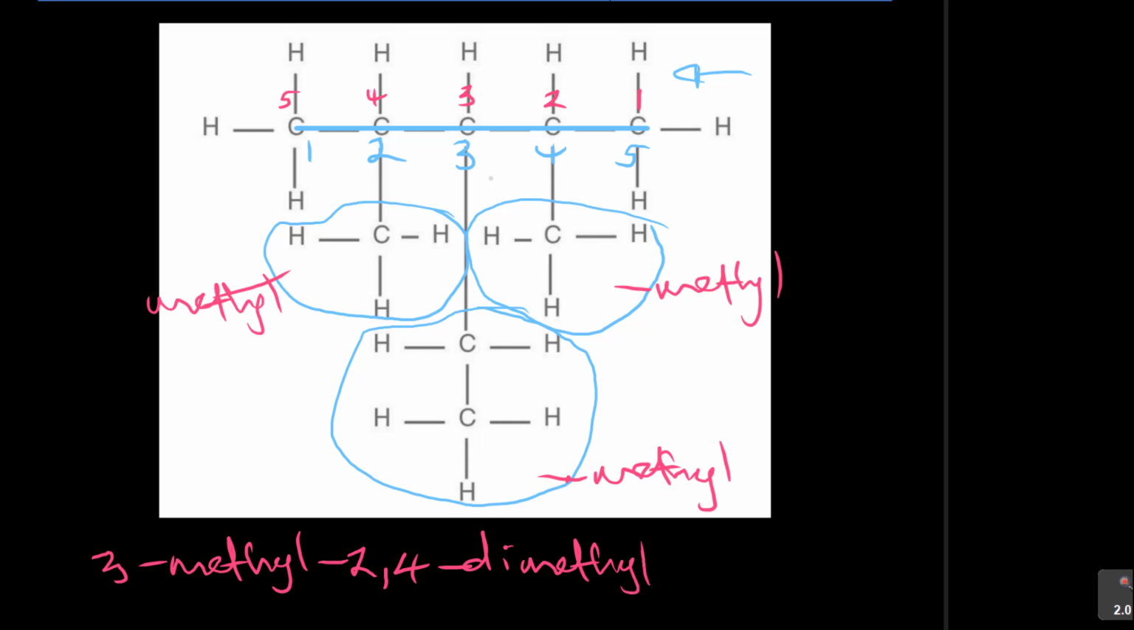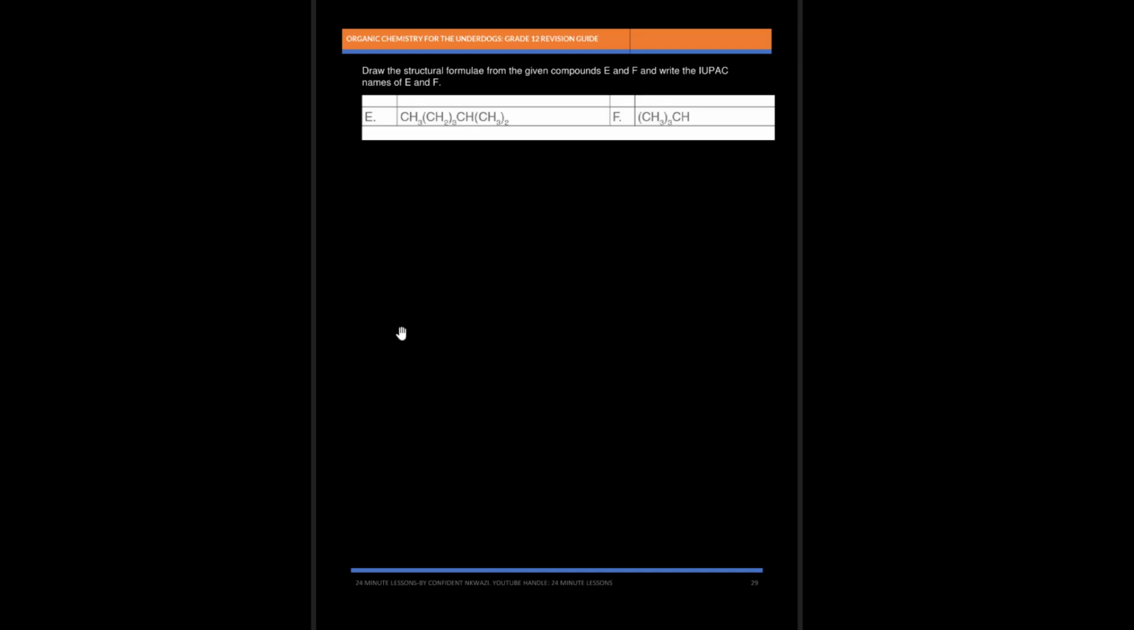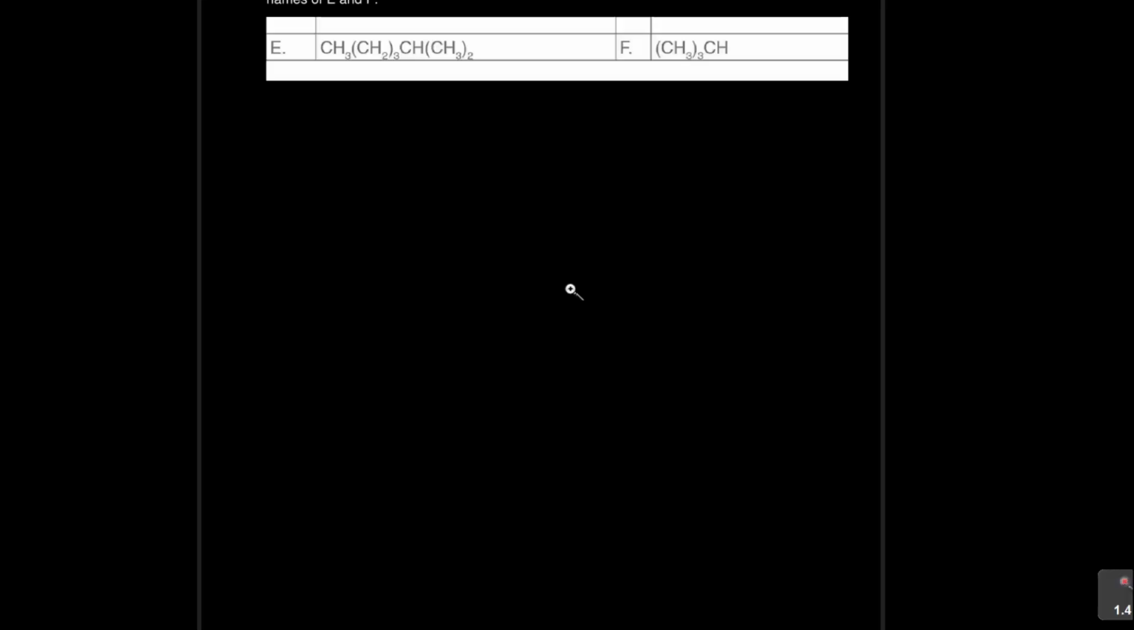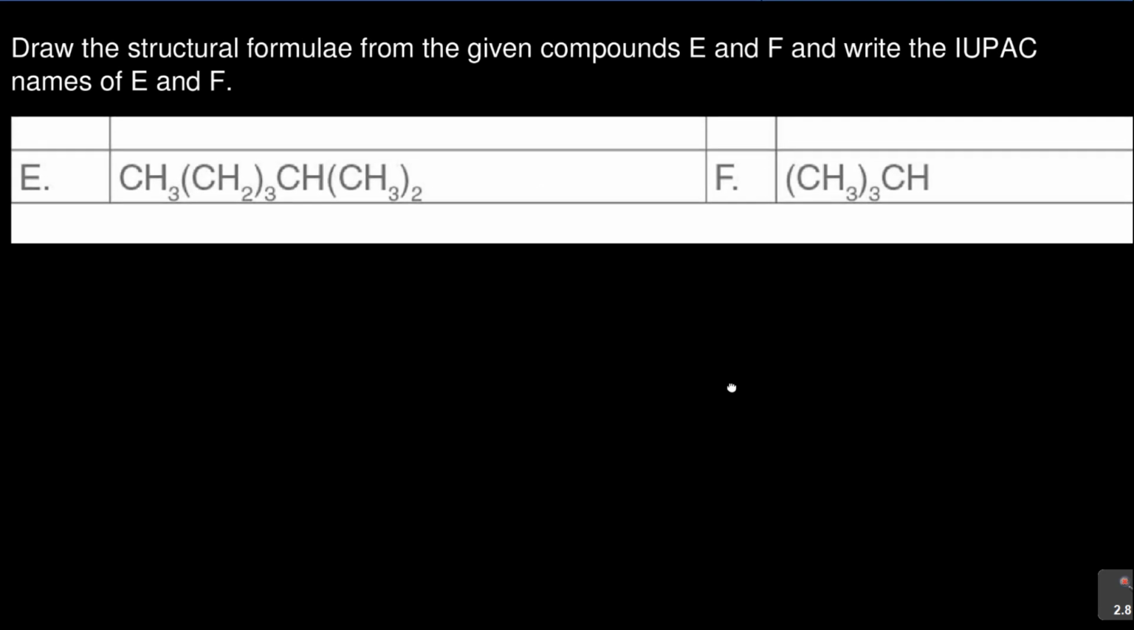And then longest chain is 5, then it's pentane. Don't put a space between methyl and pentane. Are you with me? That's how you name this. Now let's come to this one. Just moving a little bit faster now so that I can do this in under 24 minutes.